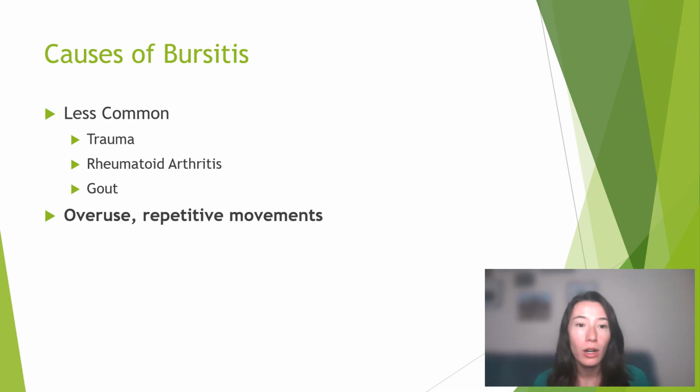Now going on to the most common cause of bursitis, which is things like overuse. Like I mentioned before, the bursa's job is to be a cushion and serve as a gliding surface. However, just like other structures in the body, it can only take so much. What you need to understand is that a bursa is unlike other structures in the body.